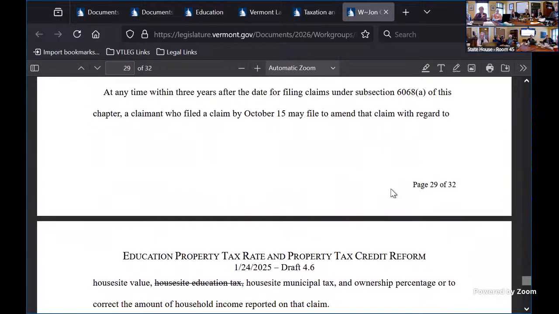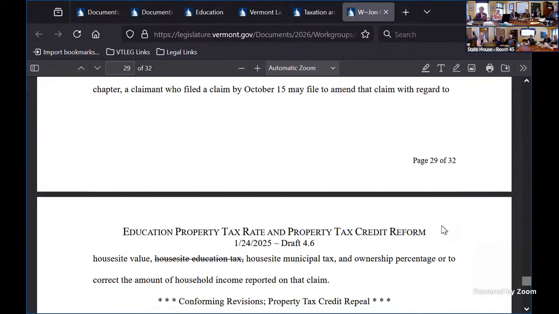Amendment of certain claims. This might be something, again, we're asking the tax department, but I'm guessing this is not substantive, but another instance where I have a question mark. At any time within 3 years, under existing law, after the due date, a claimant who filed a claim by October 15th, so by the timely file, may file to amend that claim with regard to house site value, under current law, house site education tax, house site municipal tax, and ownership percentage. I'm guessing this is intended as a conforming change, but it feels a bit more substantive to me.